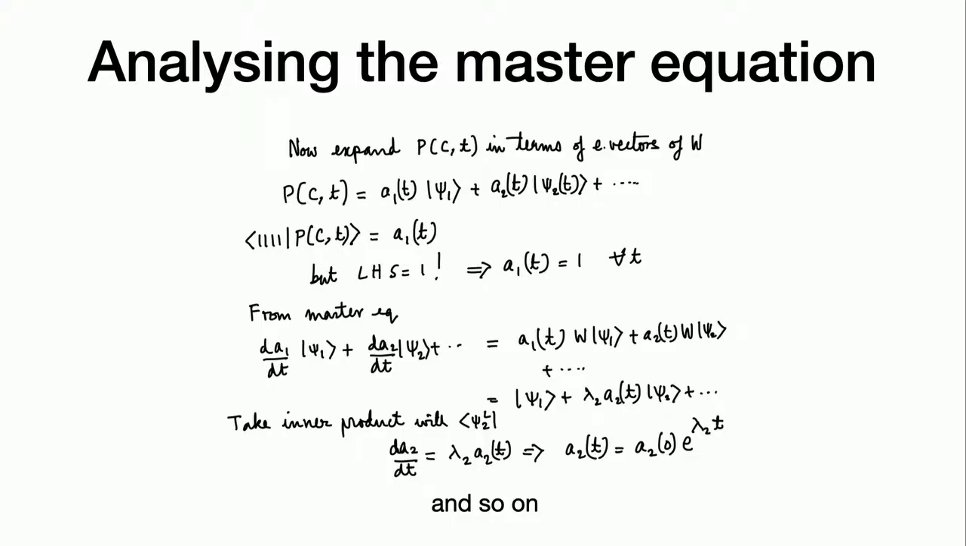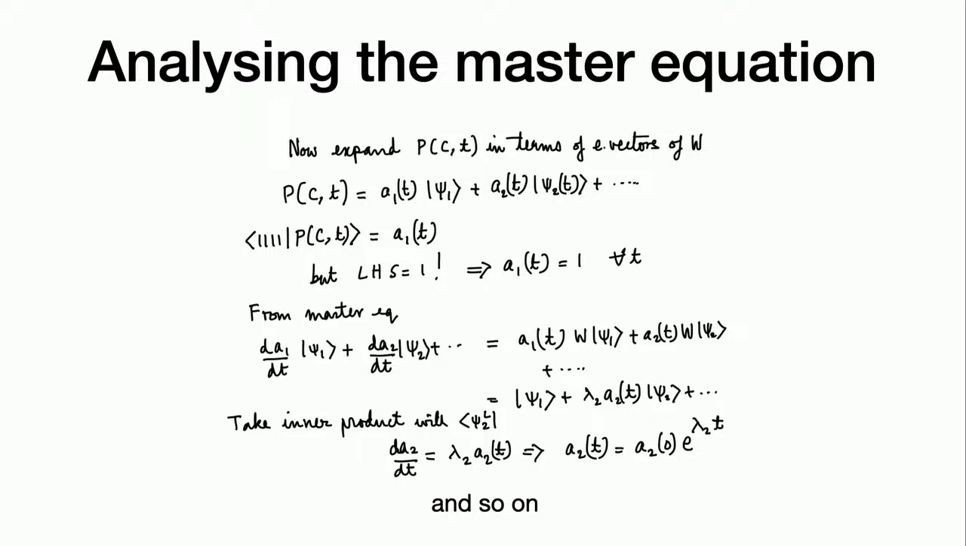Now, the second thing to do is I look at the master equation. I differentiate on both sides, d by dt. On the RHS, I differentiate A1(t), A2(t) and so on. And here is dP by dt, which is W times P. Remember, our master equation was dP by dt is W times P, and W acting on P is A1 times W psi 1 plus A2 times W psi 2 and so on.